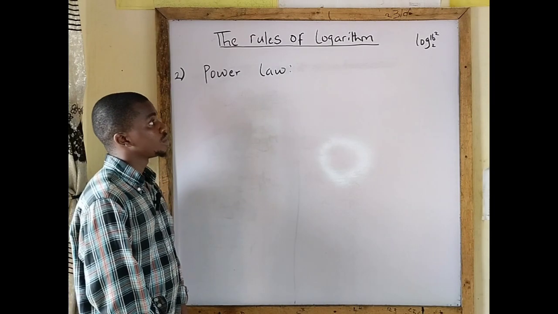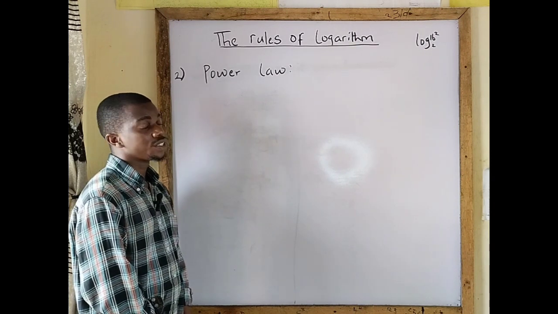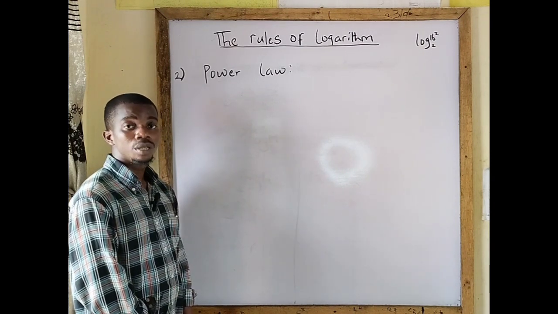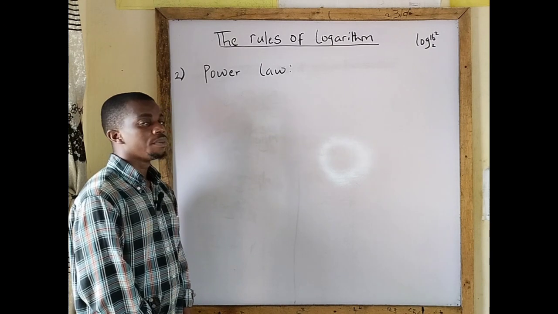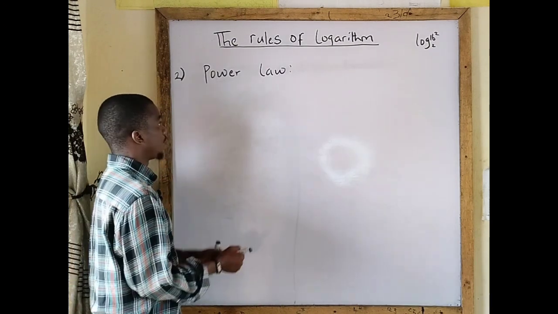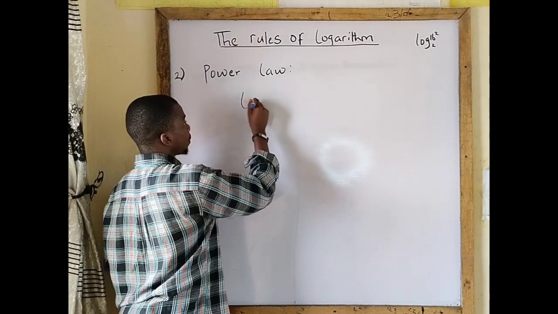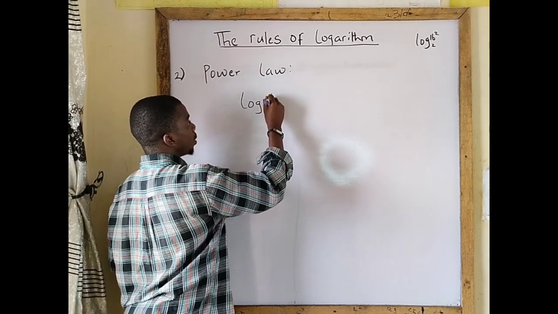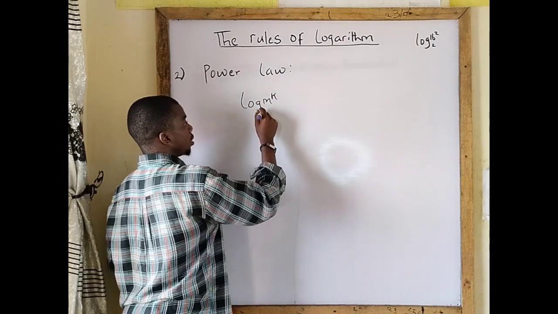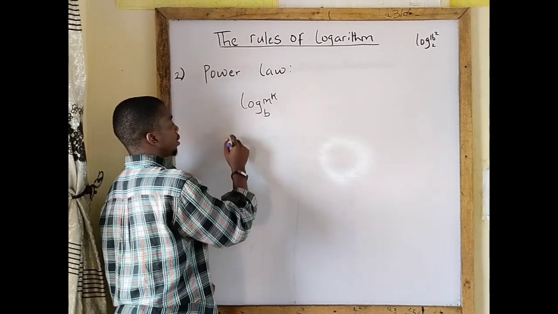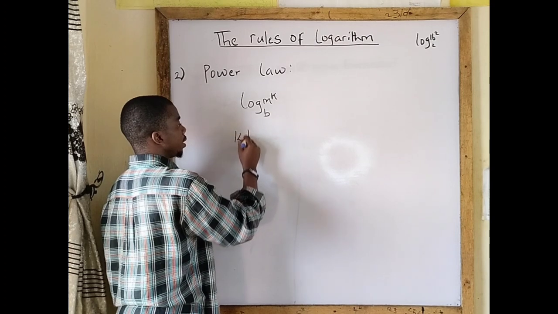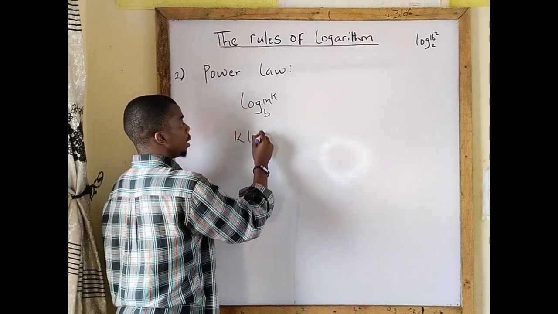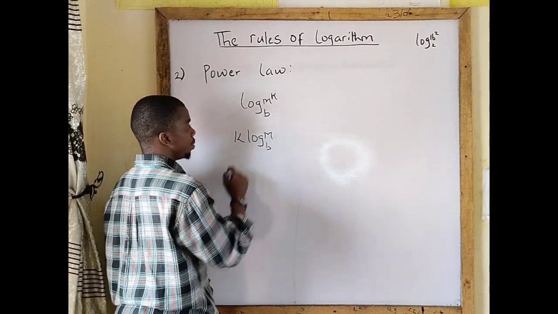All right, next one is the power law. The power law says that whenever you have a log of a number raised to a power, you use the power to multiply the log. This is what I mean. If we have log m raised to the power of k to base b, then solving this gives k log m base b.